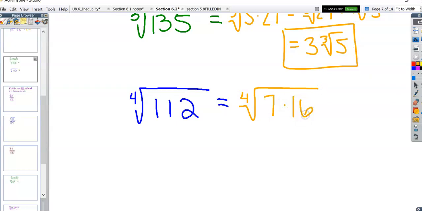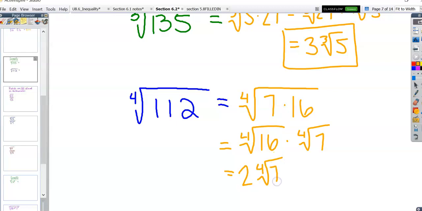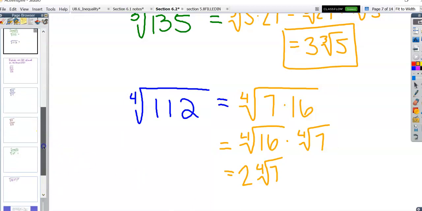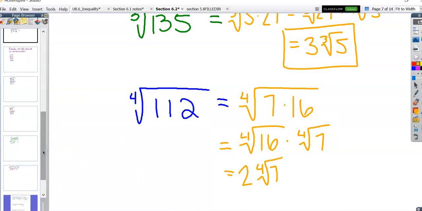So we're going to do the fourth root of 7 times 16. Which can be written, and I'm going to switch the order so that the rational number will go first. And this simplifies to 2 fourth root 7. All right, we're just going to look at a few more examples for part 2.